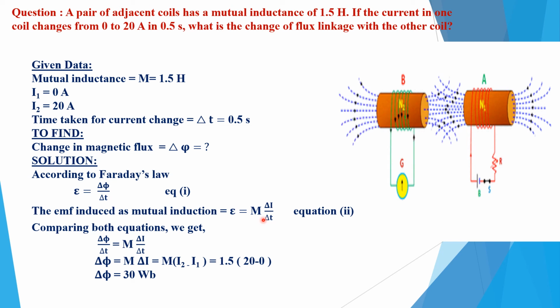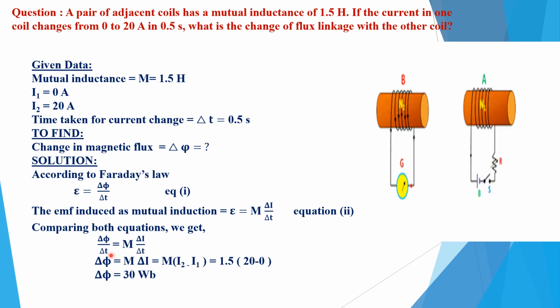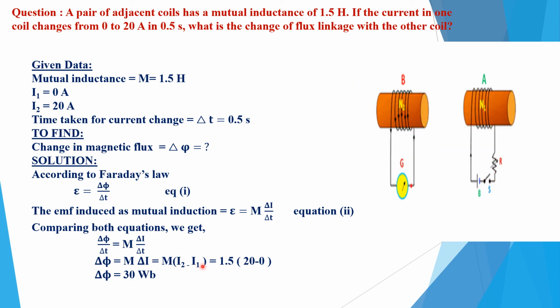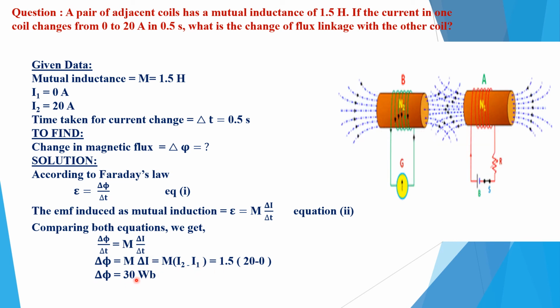By comparing both the equations, equation 1 and equation 2, we get delta phi divided by delta T is equal to M delta I divided by delta T. Delta T cancels with delta T and we get delta phi is equal to M into delta I. Delta I is change in current, I2 minus I1. Putting all the values, we get delta phi, that is change in magnetic flux, is equal to 30 Webers.